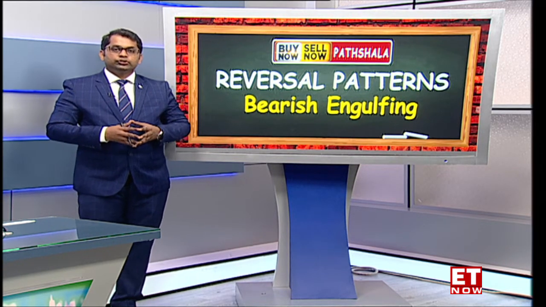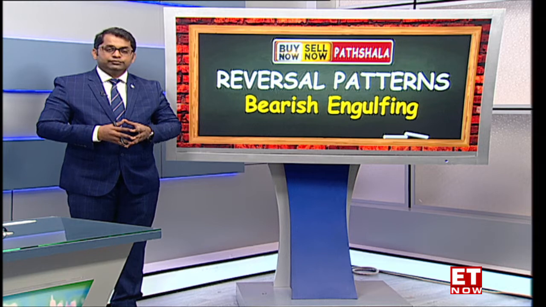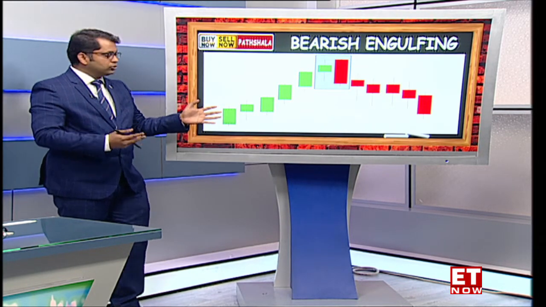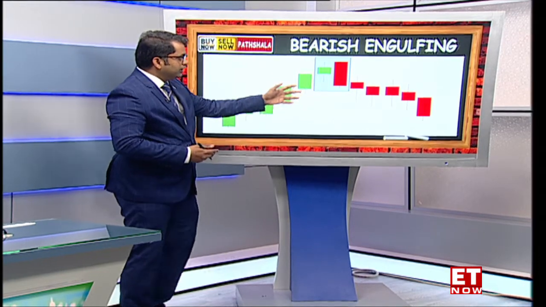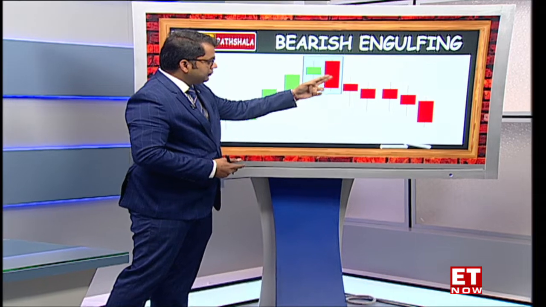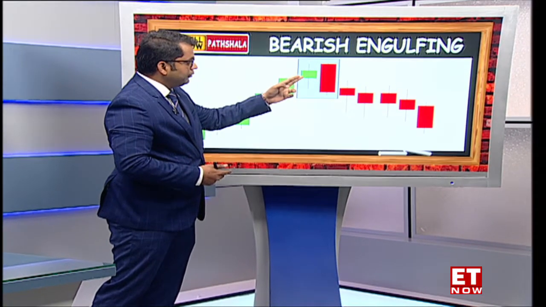This is more to do with stocks when they go into a reversal phase from the top after a phase of a rally. Now this is what a typical chart looks like when a stock goes into an upward trend. This is the pattern which develops where a candlestick manages to cover the body of the entire previous candlestick.